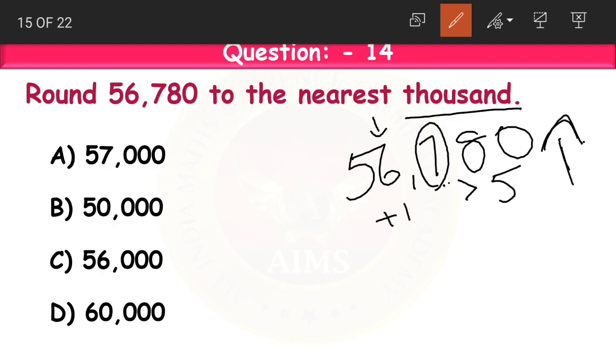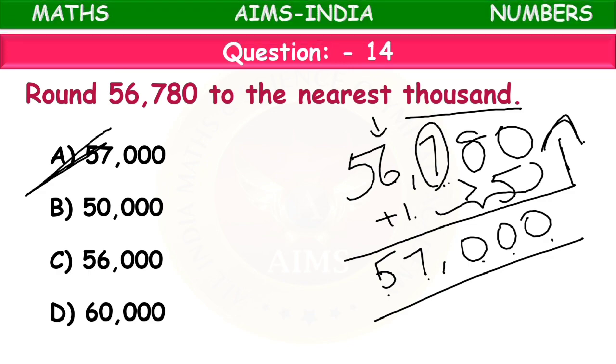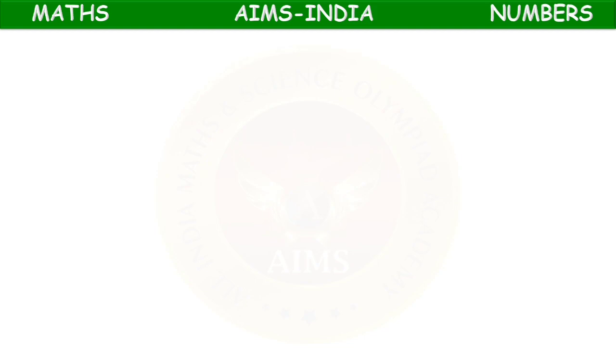What do we mean by rounding up? We add 1 to the digit in thousands place. Now we have 6 here. 6 plus 1 becomes 7. And replace ones, tens, hundreds with zeros. So the answer is 57,000. That is option A, which will be read as 57,000. Yes, 56,780 rounded off to the nearest thousand is 57,000.